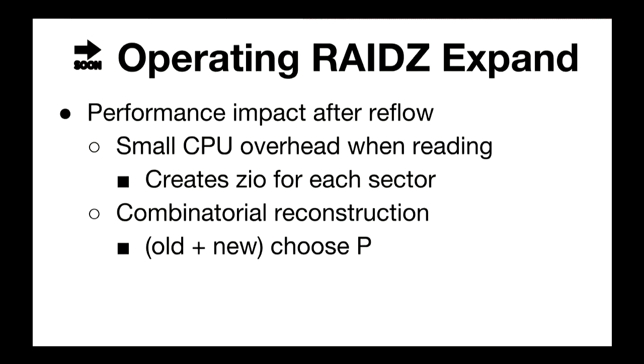After the reflow, there's also some overheads. There's a small CPU overhead when we are reading from the expanded RAID-Z, because of some accounting overheads where we need to create IOs for each sector that we're reading to reconstitute it in the right way and get everything back in the right order. The combinatorial reconstruction problem space there is larger.